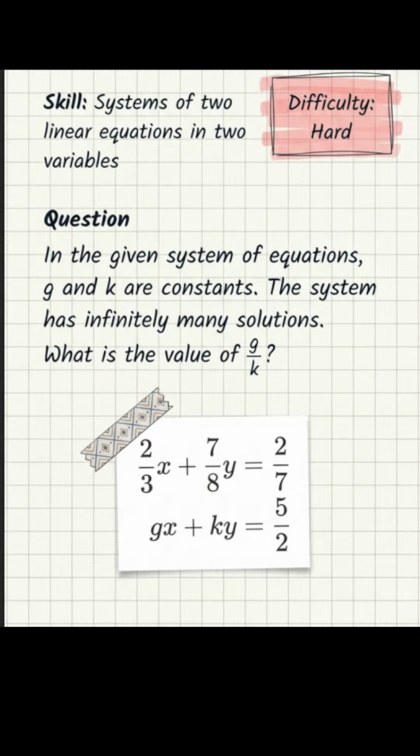We are given a system of linear equations. In the given system of equations, g and k are constants. The system has infinitely many solutions. What is the value of g by k? The two equations of the system are 2 by 3x plus 7 by 8y is equal to 2 by 7, and gx plus ky is equal to 5 by 2. It is given that this system has infinitely many solutions, and the quantity that we have to find out is g by k. So try to solve the question on your own, and then we'll do the solution.